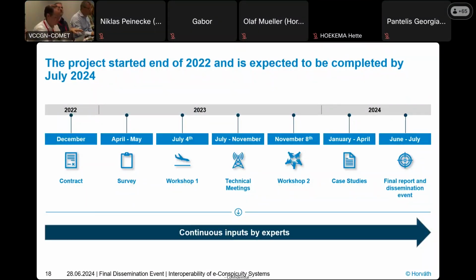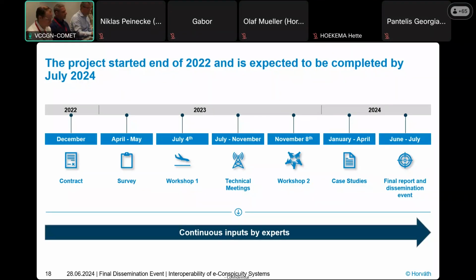So this was the timeline of our project. We began a little bit late in December 22, and we started the survey in April, and it went up to 5 weeks into May of 23. And then we started with workshop number 1 in July. It was planned before, I think, in March. Because of the pandemic and all other things that happened, we had a little bit late start in that.